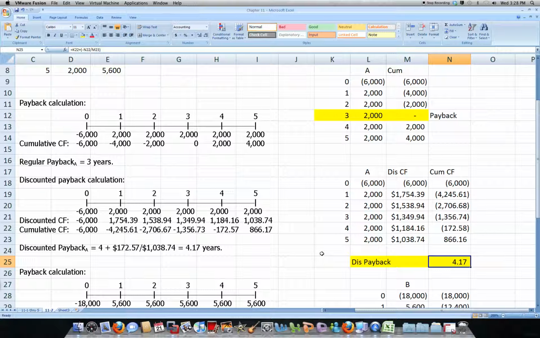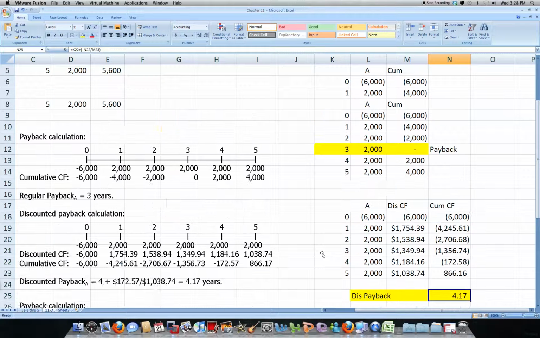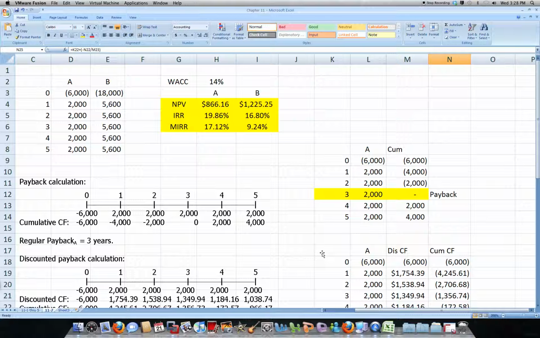Okay, now I'd also ask, assuming the projects are independent, which one would you recommend? Okay, both NPVs are positive. So that means they're both going to make money. They're both good projects. So we could recommend them both. We can also see that our internal rate of return is over the hurdle cost here of our weighted average cost of capital. So they can both be accepted. That's a good criteria for acceptance.